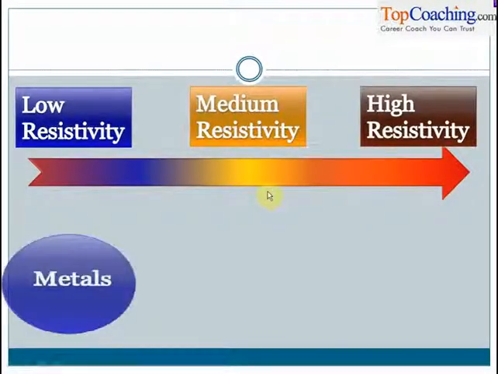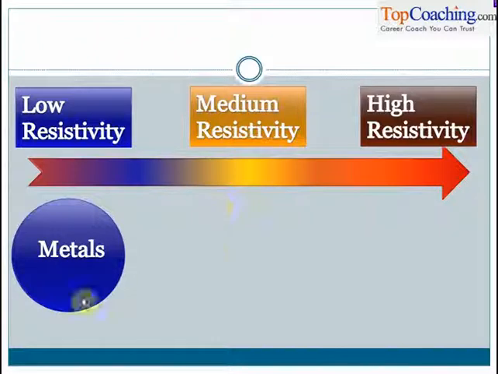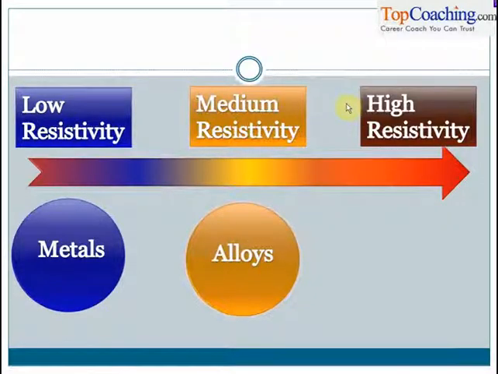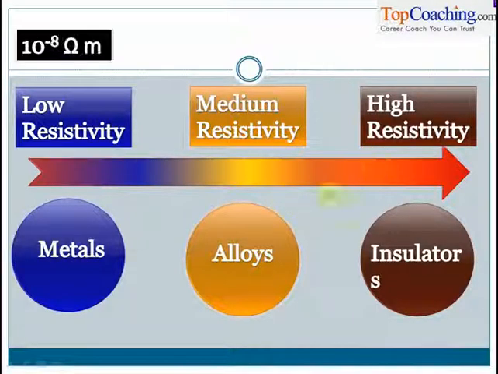The resistivity is very low in the case of metals, so they are good conductors. It is medium in the case of metal mixtures called alloys, and it is the highest for insulators.